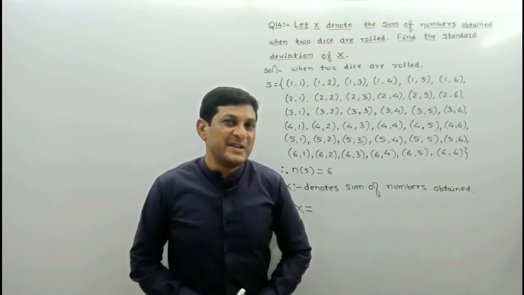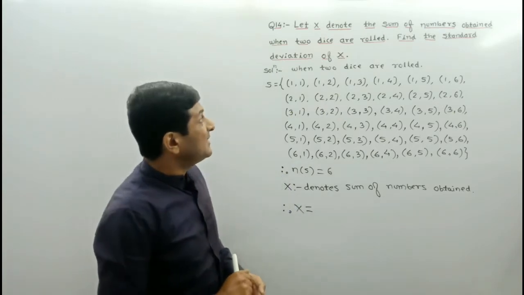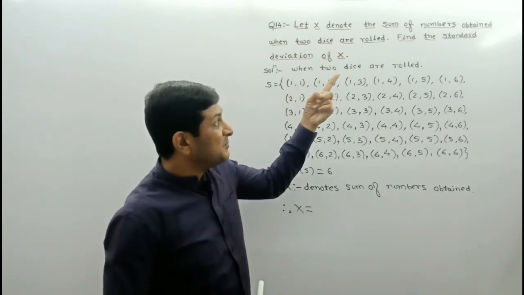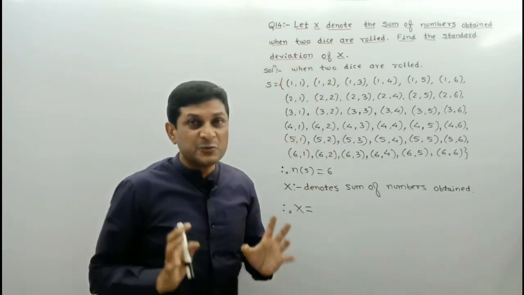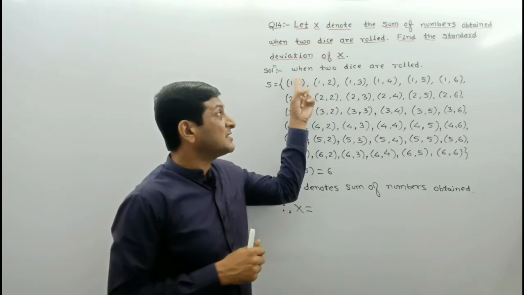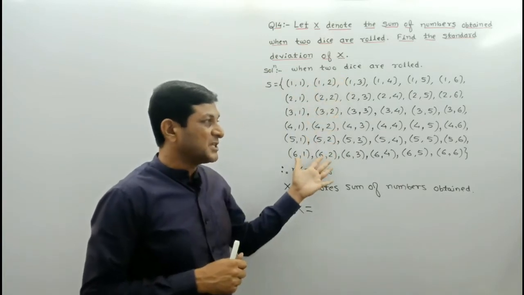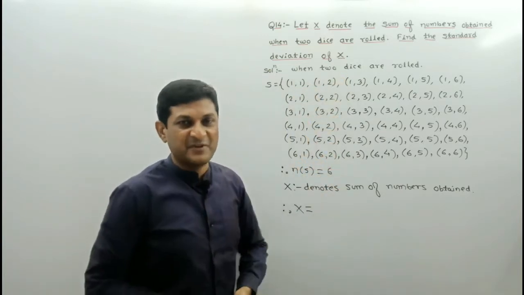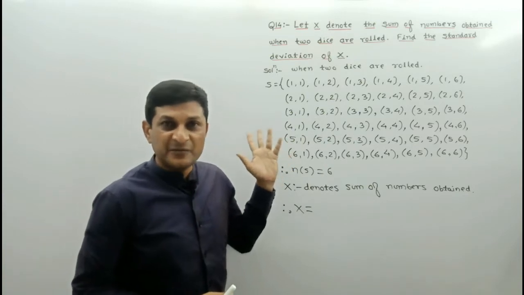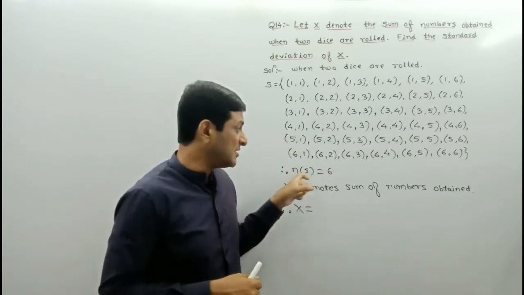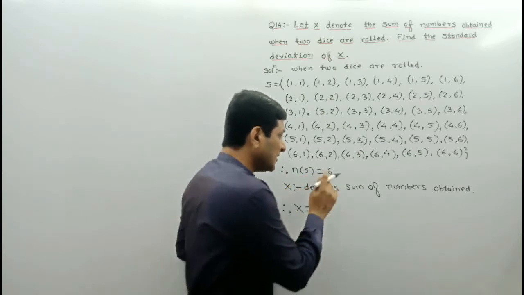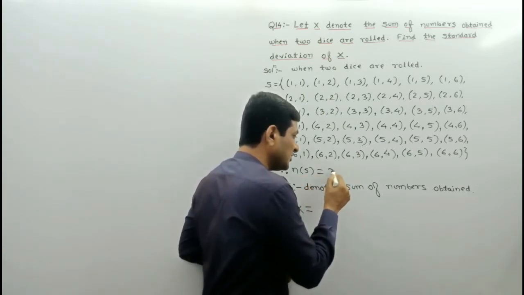Now see example number 14. In this example, X denotes the sum of numbers obtained when 2 dice are rolled. So here what is our random experiment? 2 dice are rolled. If 2 dice are rolled, we know that possible outcomes are 36. So already you are very well familiar with these 36 outcomes when 2 dice are rolled. Means number of outcomes is equal to 36. Total outcomes are what? 36.